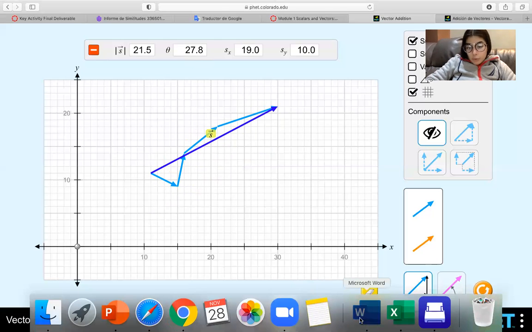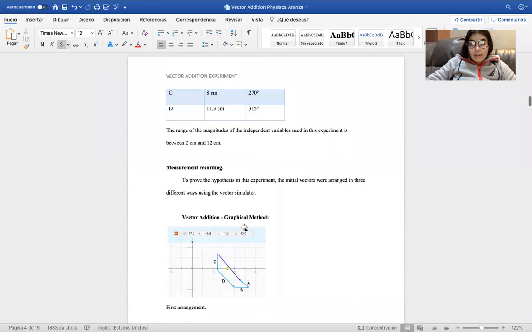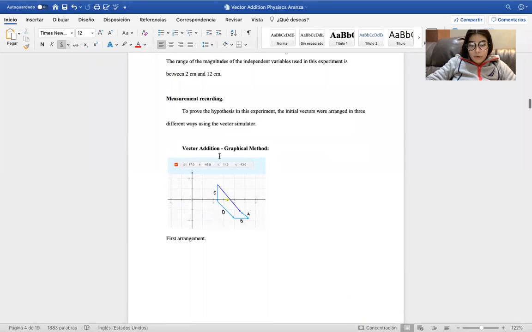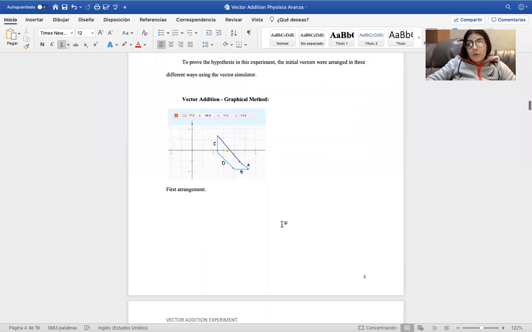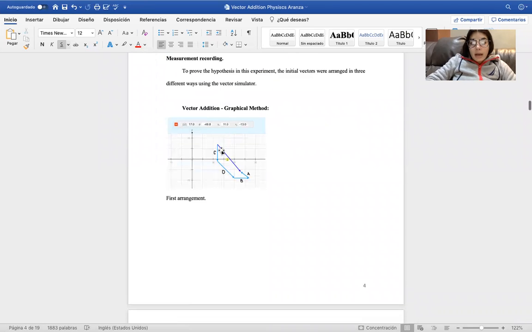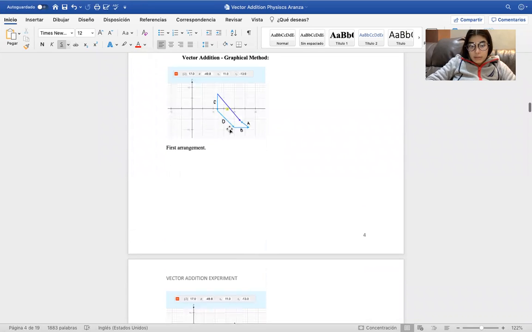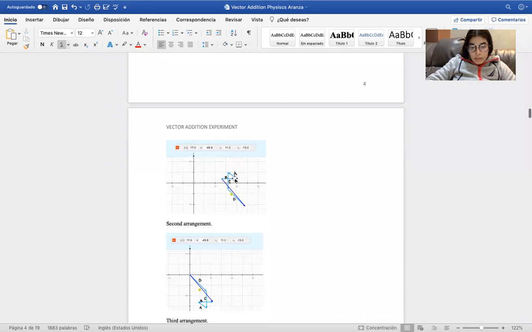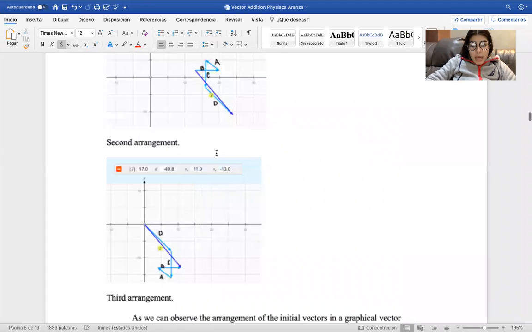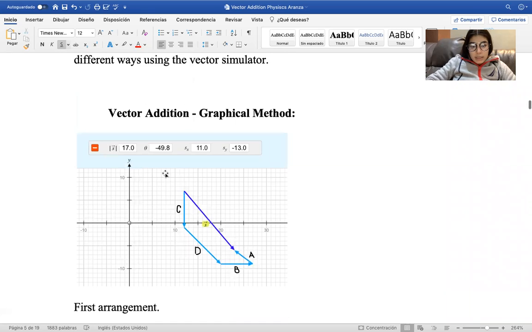But to prove it, I did the analytical method for vector addition for these initial vectors. So I chose these ones. I first did the graphical method with 3 arrangements. So it's this one, and this one. And as we can see, the angle was always the same.